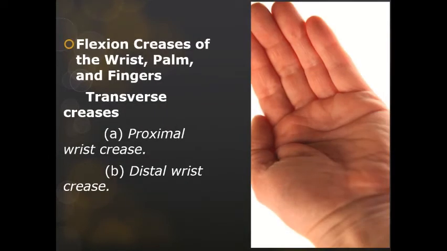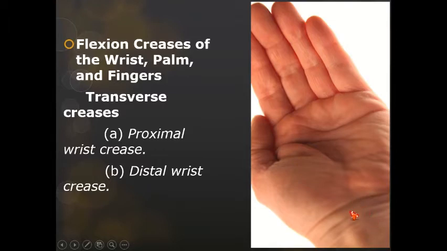So here we are observing the palmar aspect of the hand. We can identify the creases. These creases are called flexion creases of the wrist. We are moving from proximal to distal, so we can identify the flexion creases of the wrist, then the flexion creases of the palm and the flexion creases of the fingers. So these are different types of creases we can identify. These are the transverse creases. One is the proximal crease and the distal crease.